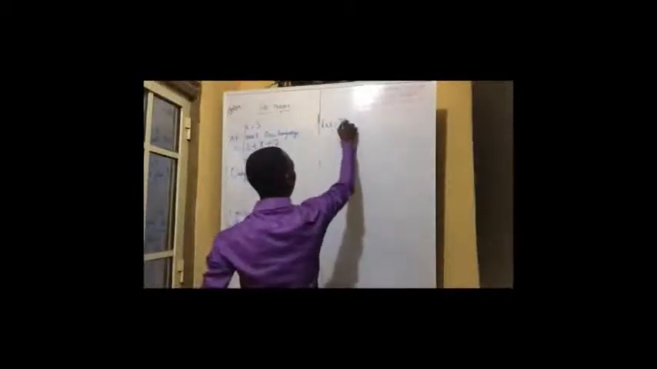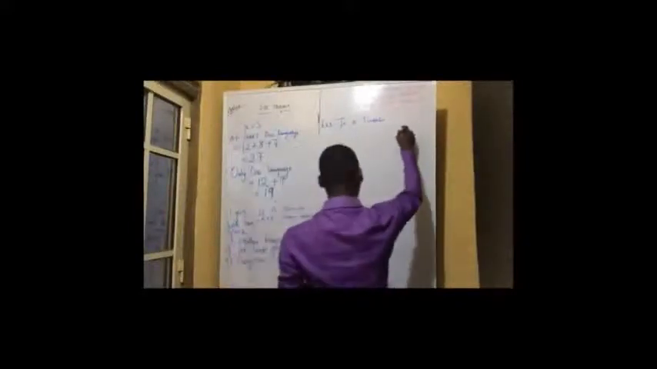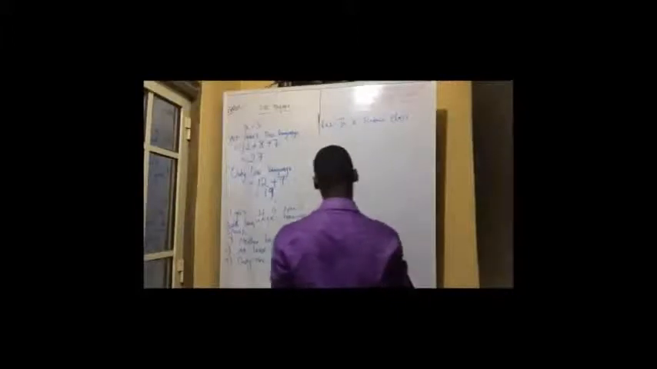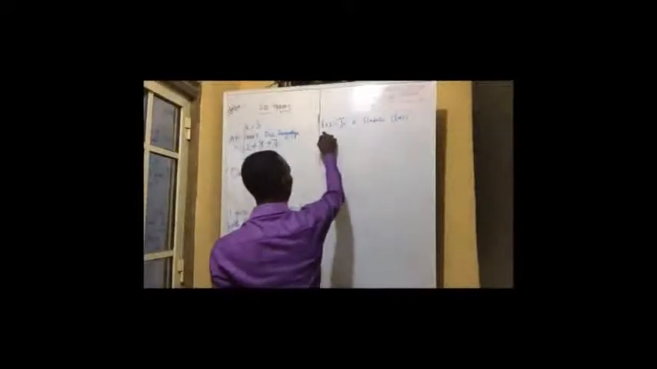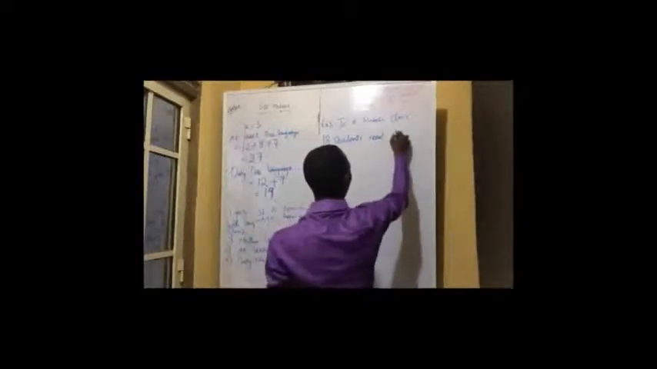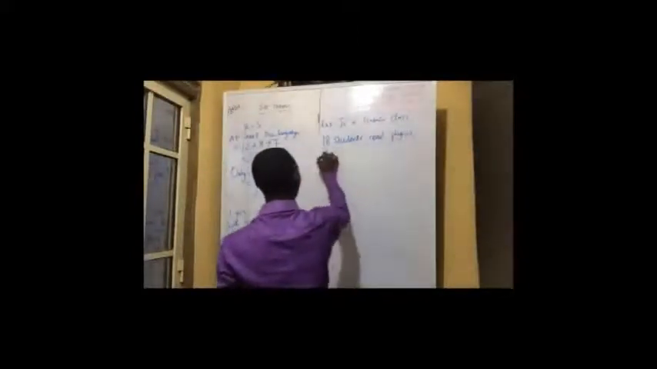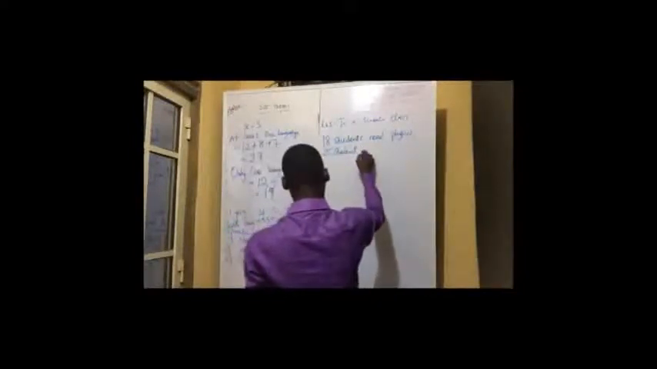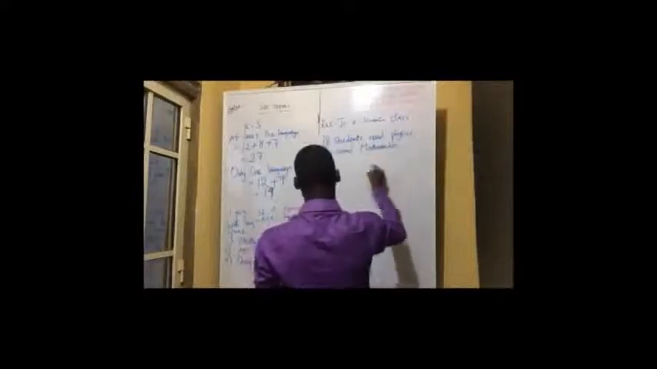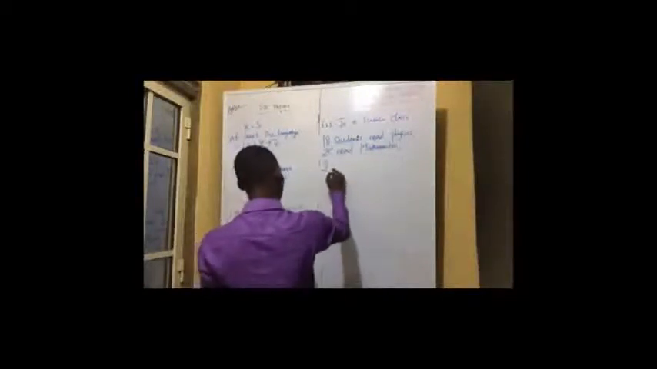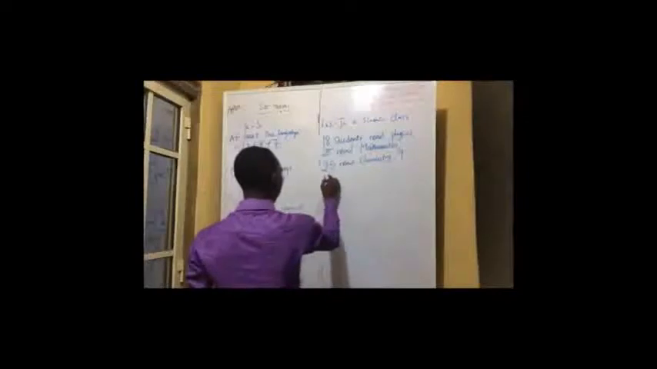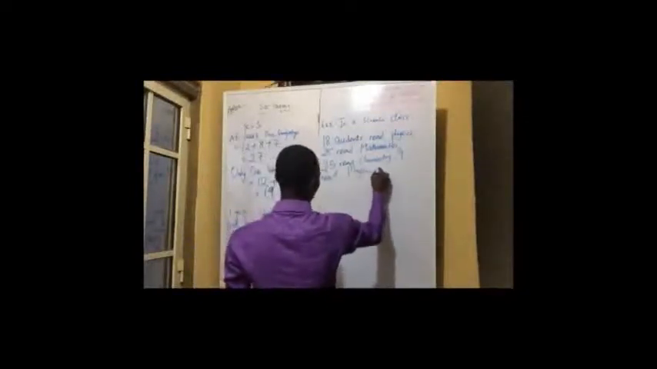In a science class, 18 students read physics, 25 students read mathematics, and 25 read chemistry, 9 read physics and mathematics.